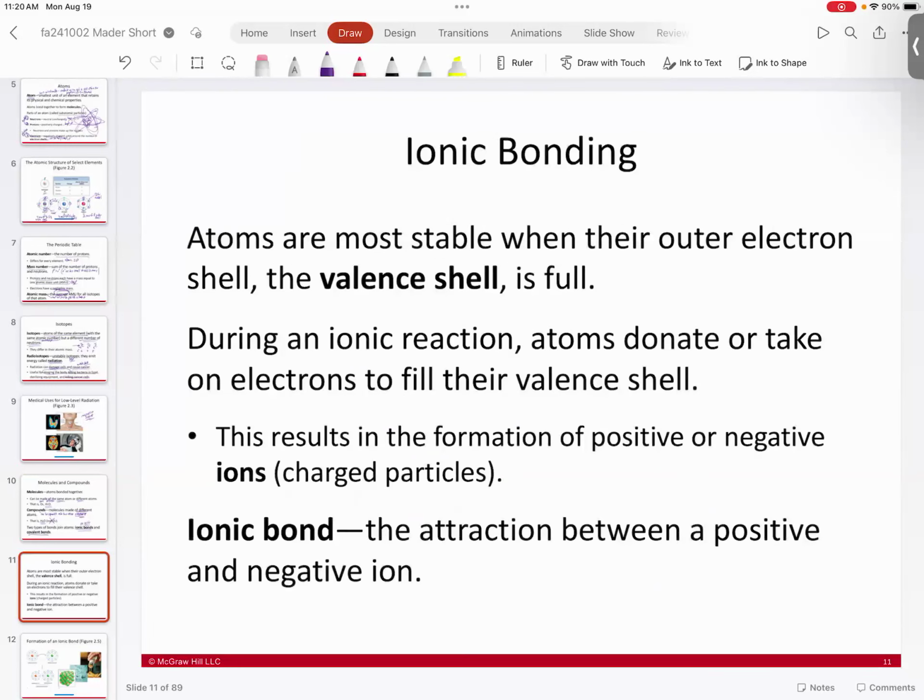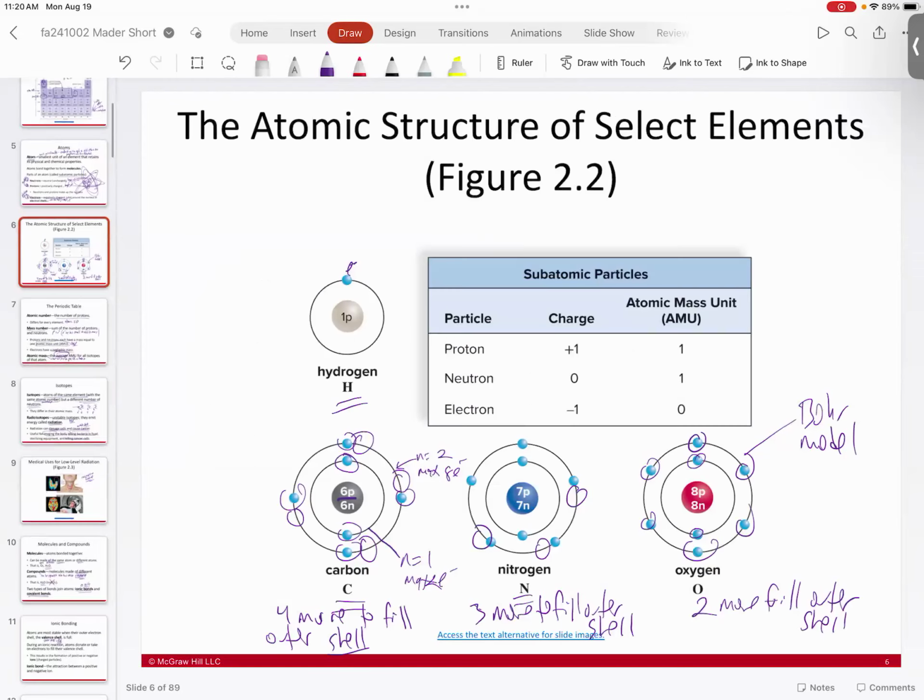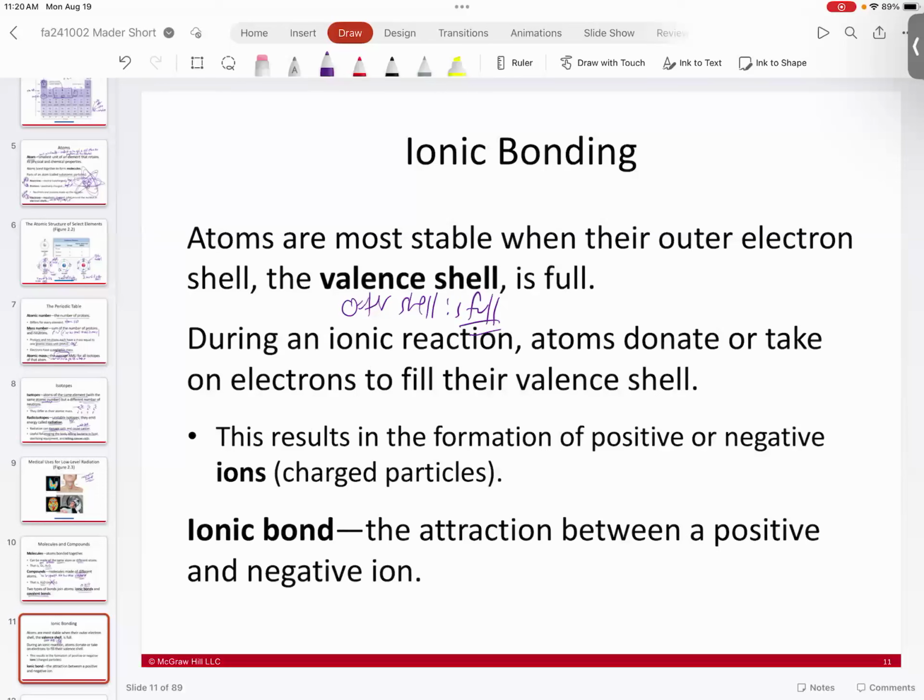So if we take a look at ionic bonding, one of the important things to remember about chemistry is that atoms are happy when their valence shell, that is to say that outer shell, is full. This is one of the reasons why we wanted to take a look at those outer rings, as in how far do they have to go to be full, right? So for instance, this is your valence shell. In carbon, your valence shell, which is the outermost shell, has 4 electrons in it. That means carbon's valence is 4, it has 4 valence electrons.